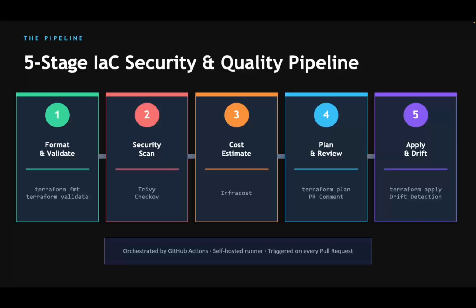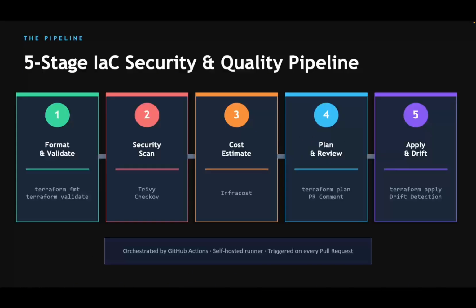Then we have the cost estimation step, where Infracost calculates the monthly cost of every resource in the PR and posts it as a comment, so the reviewer knows the dollar impact before they approve. So you have an overall visibility over the changes, like if I pumped up the EC2 instance size, how much more it will be costing.